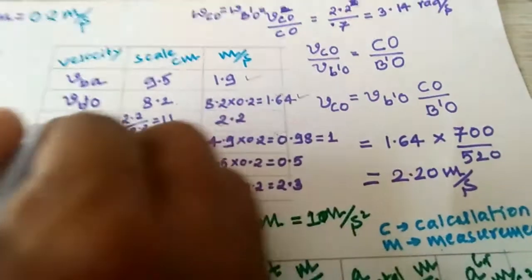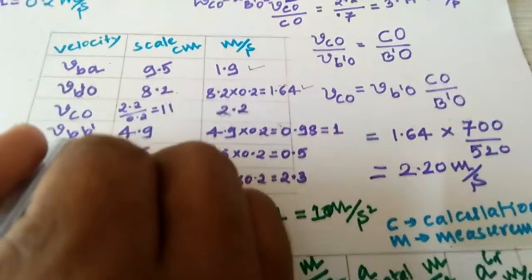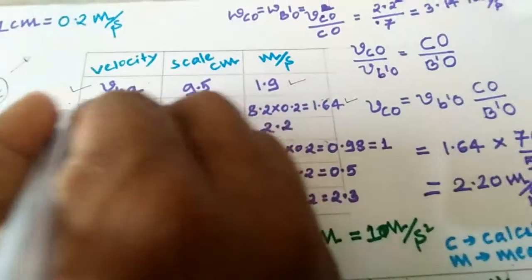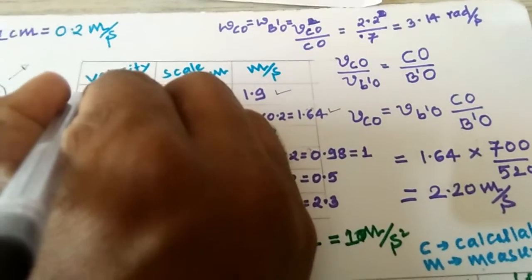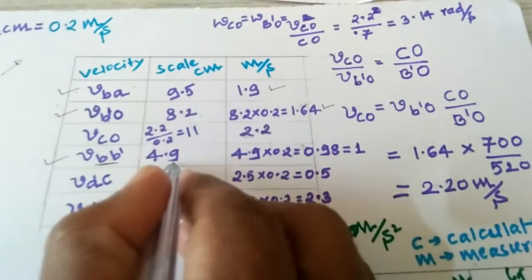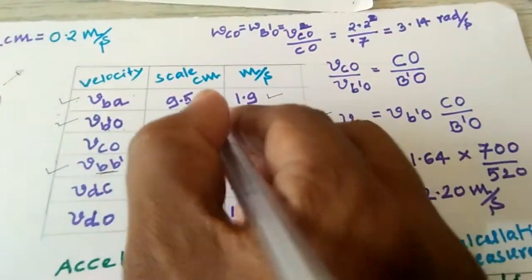You multiply it. The velocity of B dash, you have to measure this also. First you got this from the measurement. This is from the calculation. You got this from the measurement. This is also by measurement. By this one, using these two.